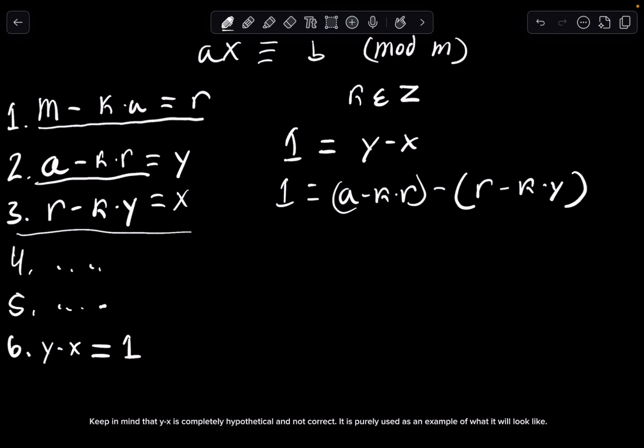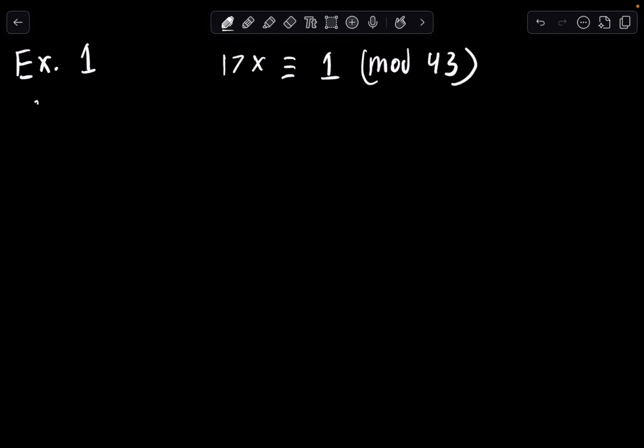So let's go on to some example problems. For example 1, we're going to solve the linear congruence where 17x is congruent to 1 in mod 43. Remember, we need to make sure that the GCD of a, which is 17 in this case, and m, which is 43 in this case, equals 1. These are bigger numbers, so it will be more difficult. Instead, we're going to use the extended Euclidean algorithm, and we're going to do part 1, where we confirm that the GCD equals 1.